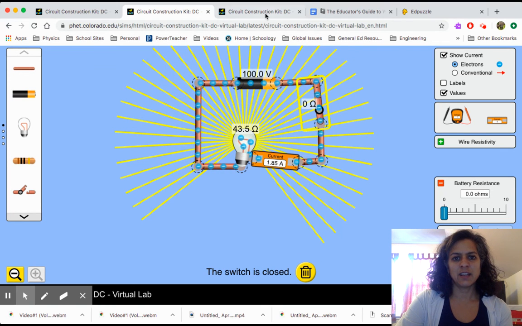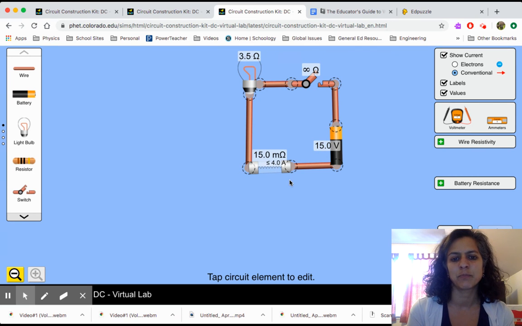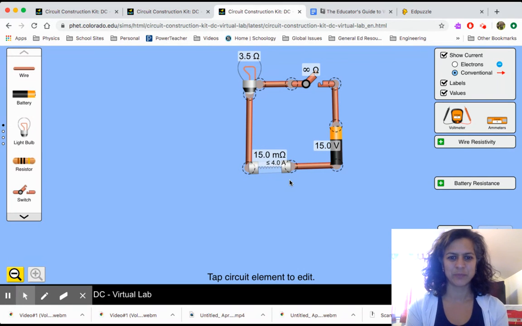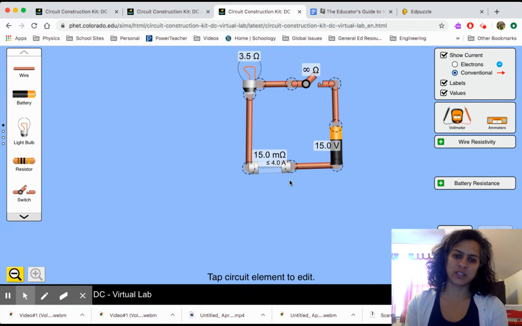All right, then in the third circuit, this time I stuck a fuse in there. So given this information, we have a simple circuit with a 15 volt battery, a switch, a 3.5 ohm light bulb, and then a fuse, which is rated at 4.0 amps, which means that the amperage cannot exceed 4.0. On these fuses, you're also given 15.0 milliohms for the resistance of this fuse.